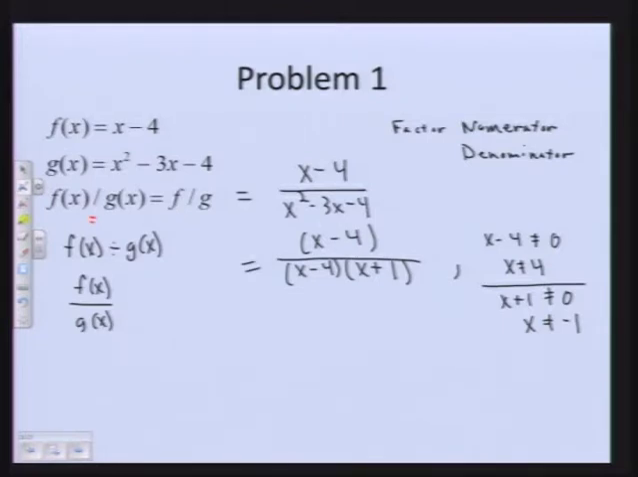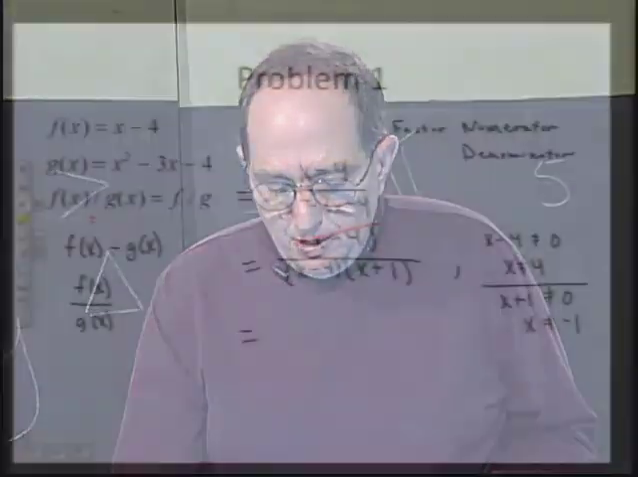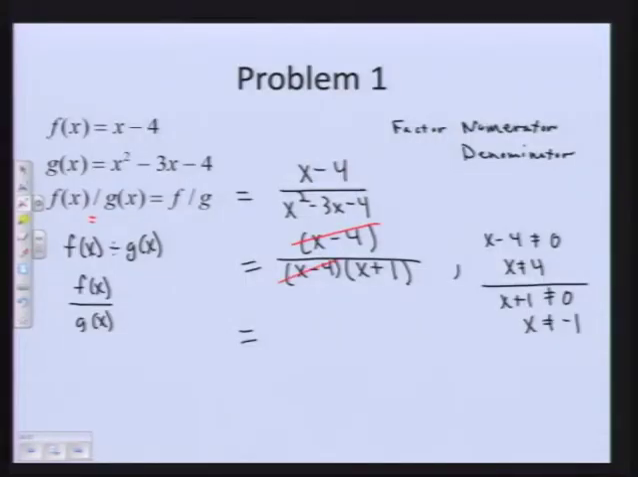And by the way, when you reduce expressions, if they're identical, we can cancel them. Well, x minus 4 is identical to x minus 4, so we can cancel those. And since there is nothing else in the numerator, there is a 1 left behind. So this becomes 1 over x plus 1, and that is your final answer. That is f divided by g.